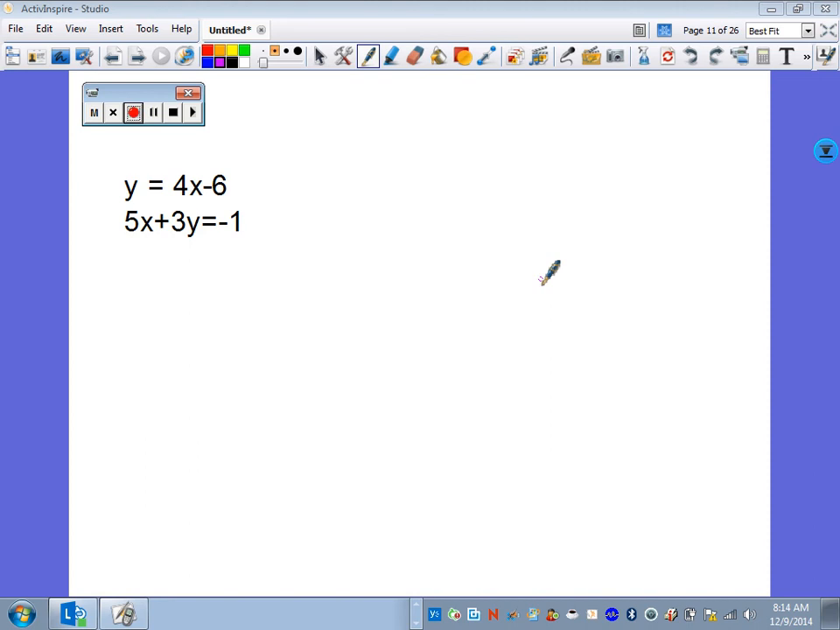Alrighty, so I put up the first problem there, and what you see is we have y equals 4x minus 6, and 5x plus 3y equals negative 1. So you notice we already have a y by itself. So I'm going to replace this y with this quantity. Let me show you how that looks.